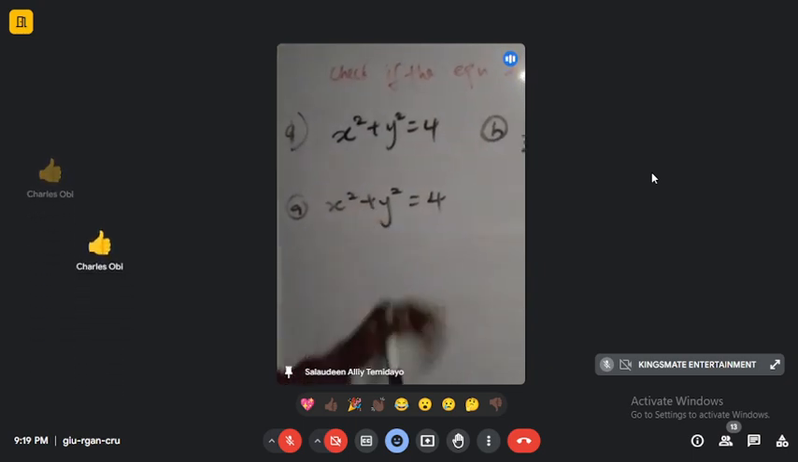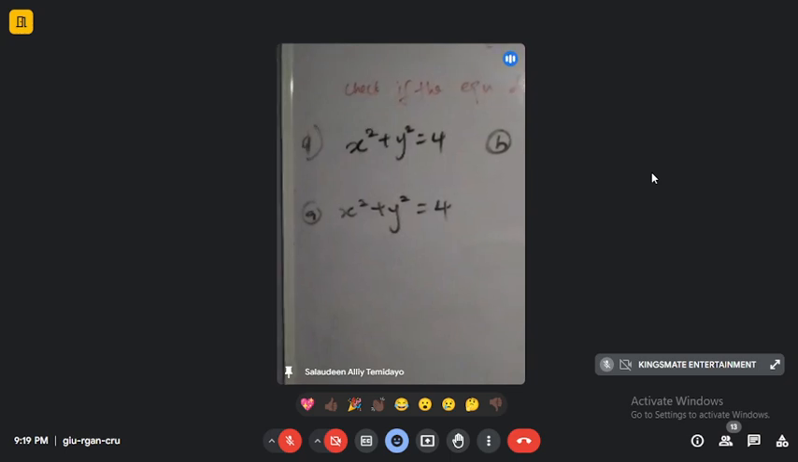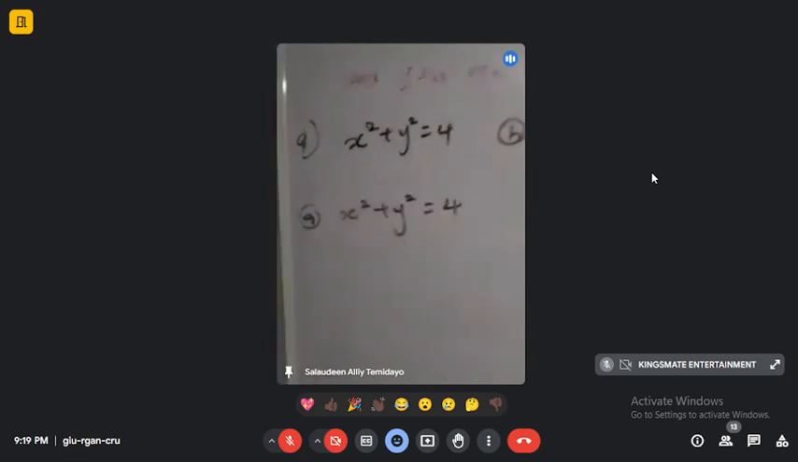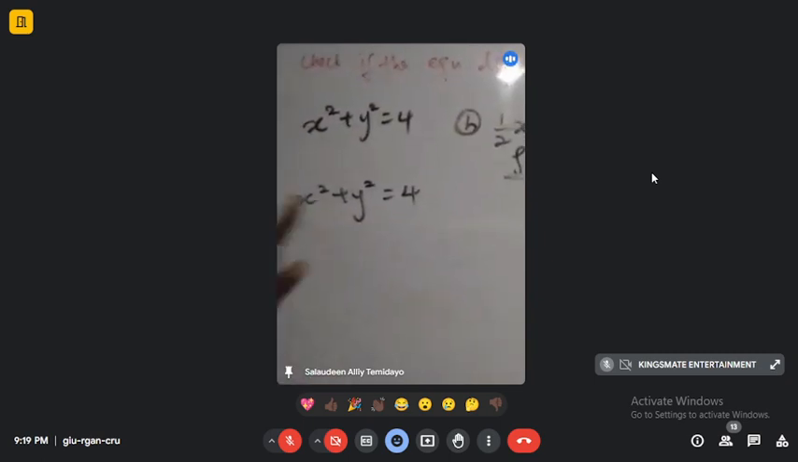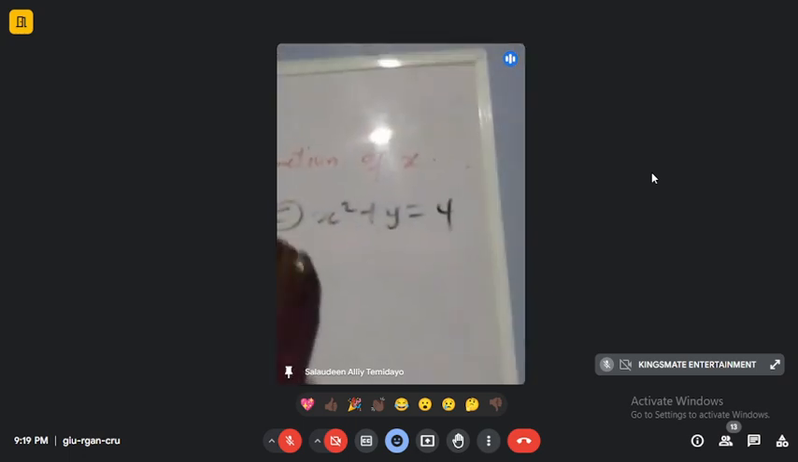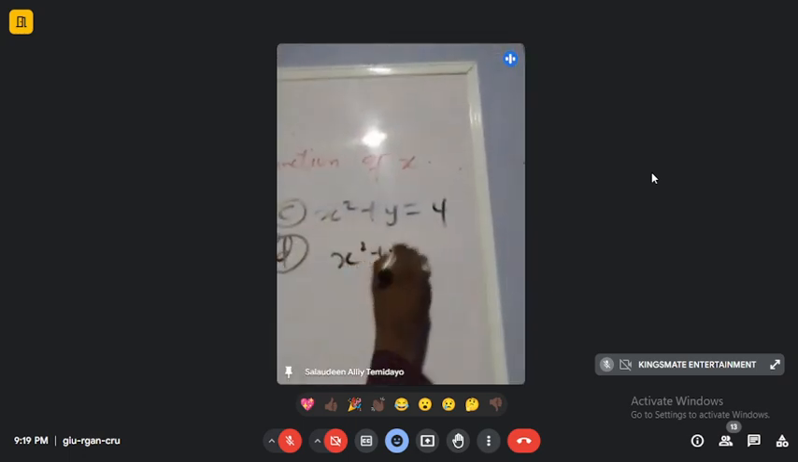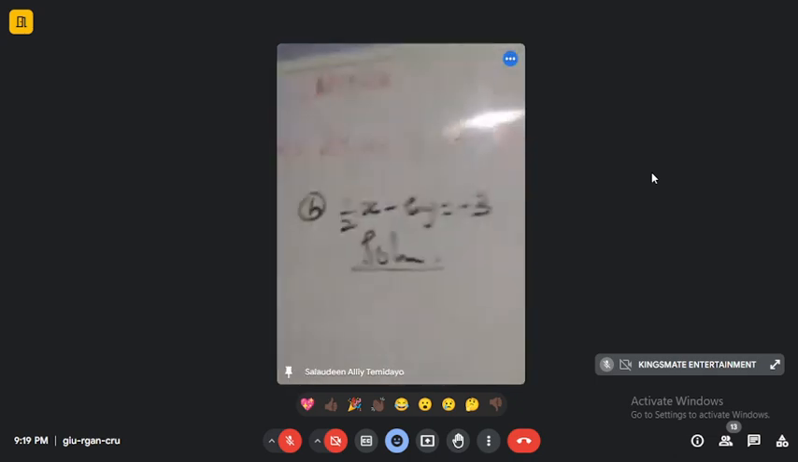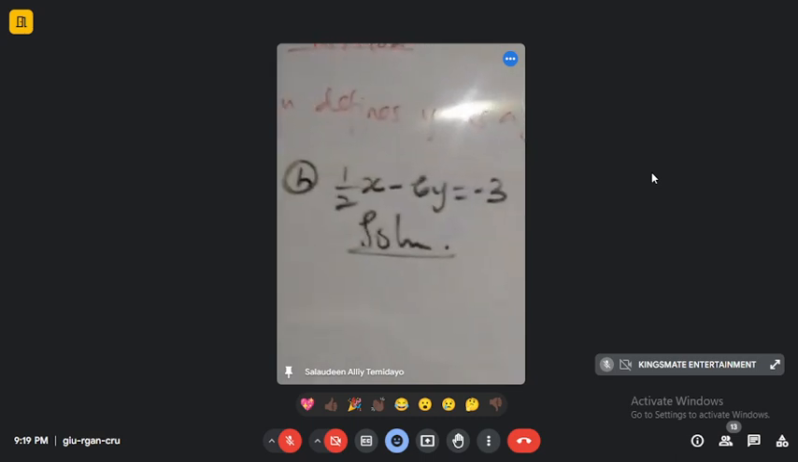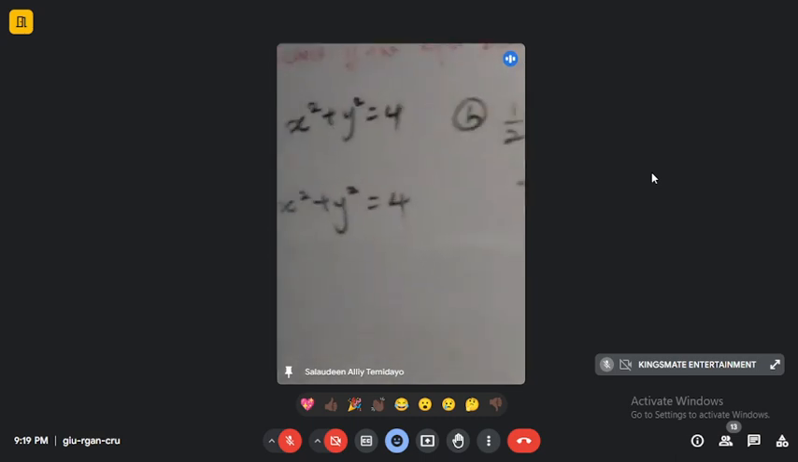So x squared plus y squared equals 4: the simple trick. I don't have to solve anything before I tell you if this equation defines y as a function of x or not. This one doesn't, without solving anything, and this one also doesn't. And the last one, x squared plus y squared equals 1, also doesn't. So why doesn't it make y a function of x?